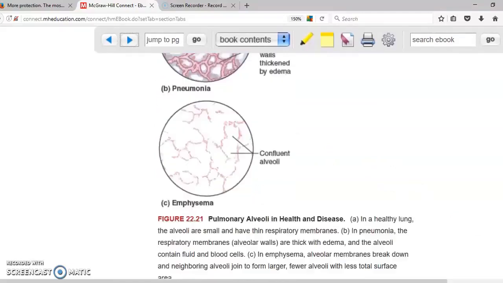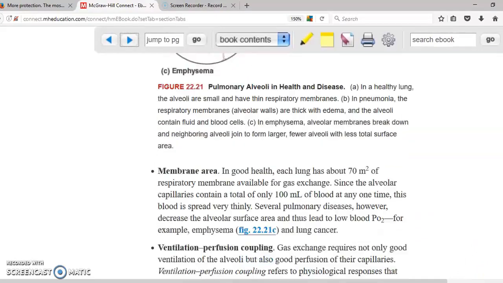Keep scrolling down. Emphysema, in this case, you lose alveoli. You lose that tissue. So obviously that's going to affect that membrane area, right?